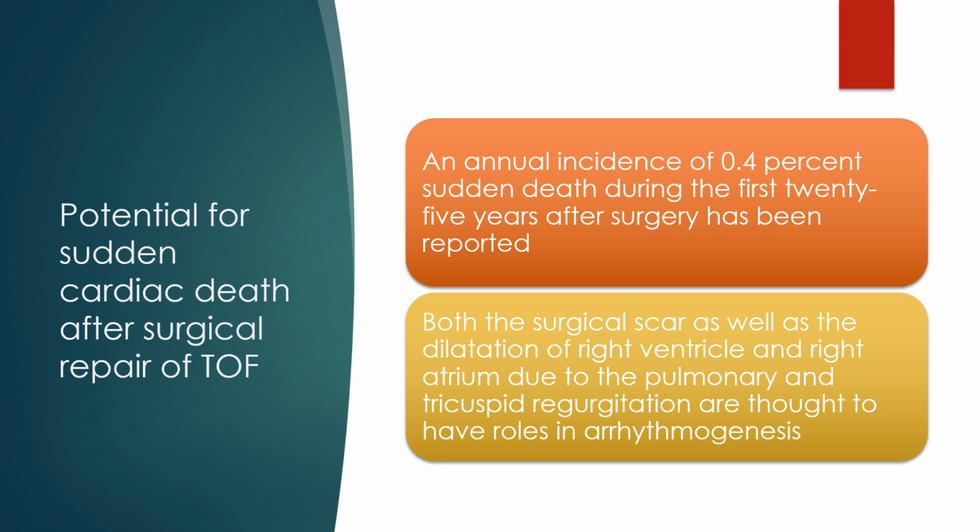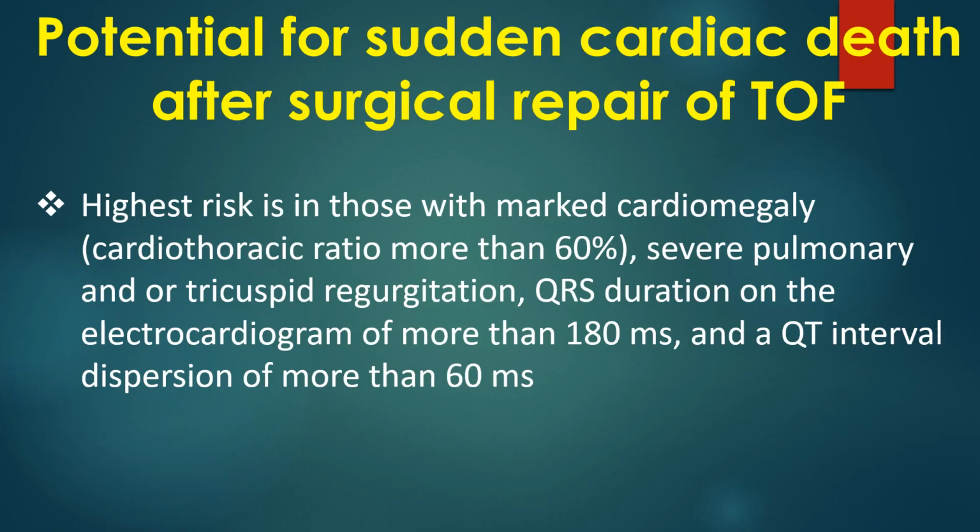Both the surgical scar as well as the dilatation of the right ventricle and right atrium due to the pulmonary and tricuspid regurgitation are thought to have roles in arrhythmogenesis. Highest risk is in those with marked cardiomegaly with cardiothoracic ratio more than 60%, severe pulmonary and/or tricuspid regurgitation, QRS duration on the electrocardiogram of more than 180 milliseconds, and a QT interval dispersion of more than 60 milliseconds.